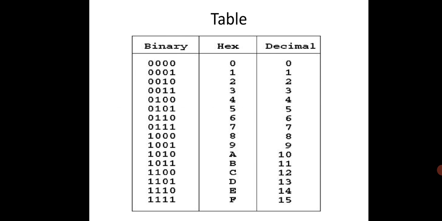You can see the binary of the same decimal numbers are given from 0, 0, 0, 0 to 1, 1, 1, 1. You have to learn this table. This is very useful for solving addition, subtraction, conversion. You need to remember these hexadecimal and binary codes.